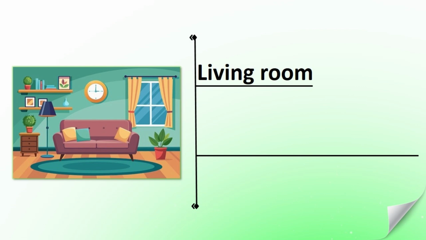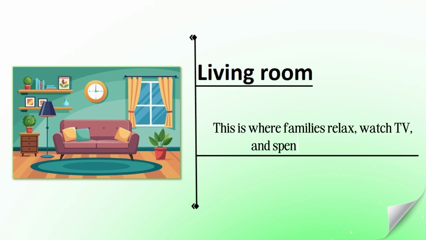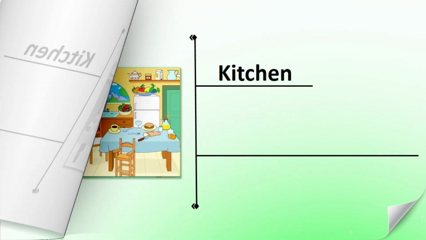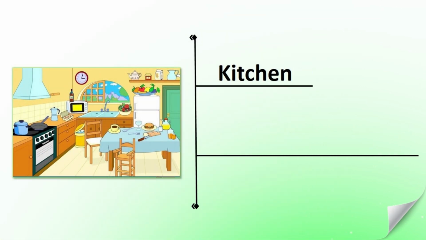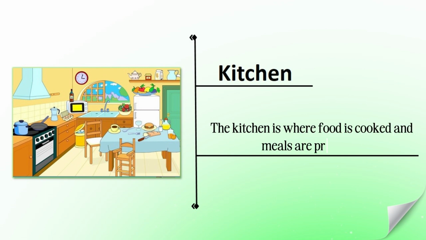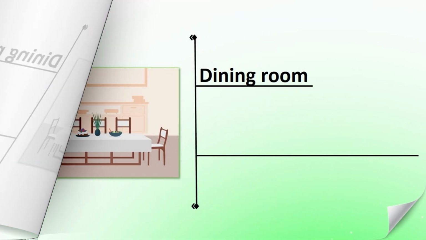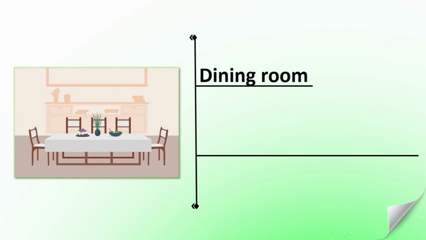Living room. This is where families relax, watch TV, and spend time together. Kitchen. The kitchen is where food is cooked and meals are prepared. Dining room. People eat meals together in the dining room.